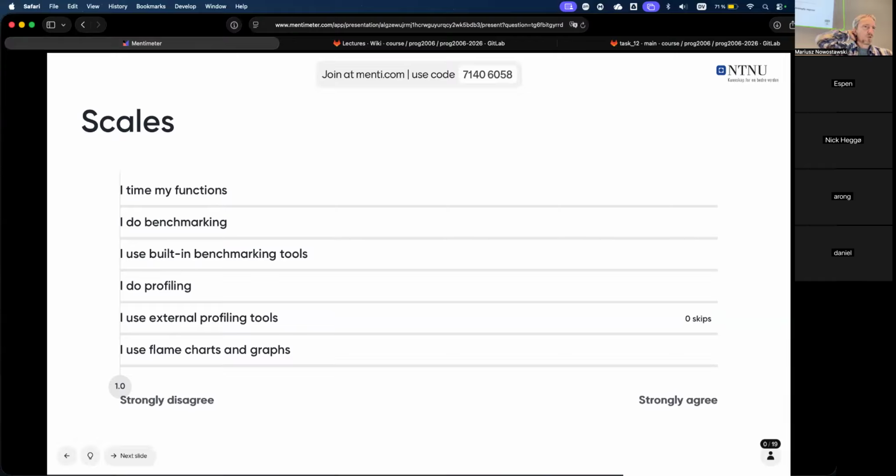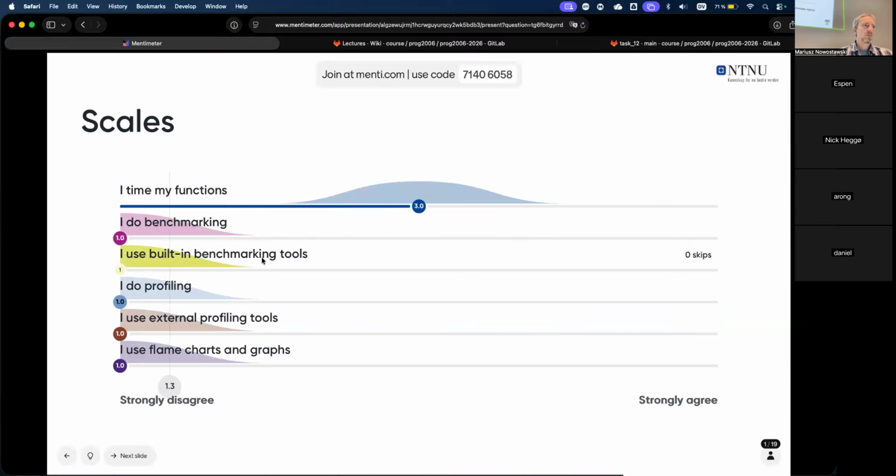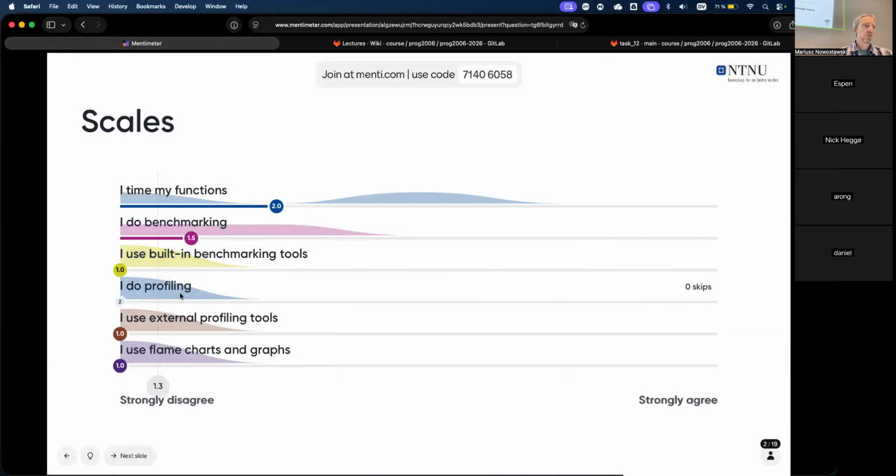All right, so what do you do with your code? Do you time your functions? Do you do benchmarking? Did you use benchmarking in your Golang, in your cloud course? Do you use the built-in benchmarking tools in Golang? Do you do profiling? Do you use external profiling tools? Do you use flame charts? Those three questions are all about profiling.